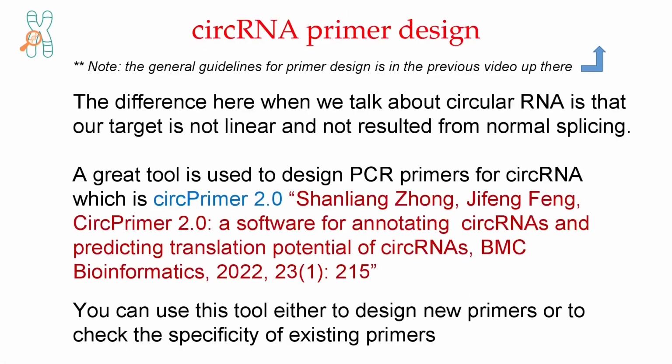This was a short introduction about circRNA, but what this video is about is designing a primer for circRNA. An important note, the general guidelines for primer design are in the previous video up there. The difference here when we talk about circRNA is that our target is not linear and not resulted from normal splicing. A great tool used to design PCR primers for circRNA is circPrimer 2.0, and here is its citation. You can use this tool either to design new primers or to check the specificity of existing primers, and we will do both of them.